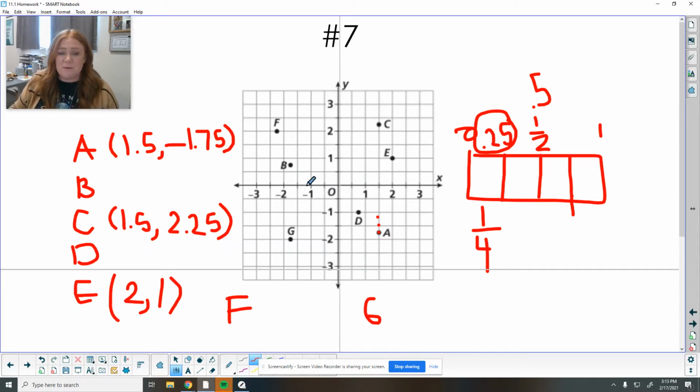So G is to the left, so we're going to go negative. Here's 1, negative 1.5, and then the third fourth, so negative 1 3/4 or negative 1.75. And then we're going to go down. Here's 1 and 2. So down negative 2.